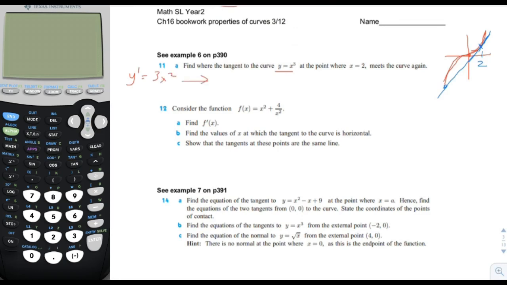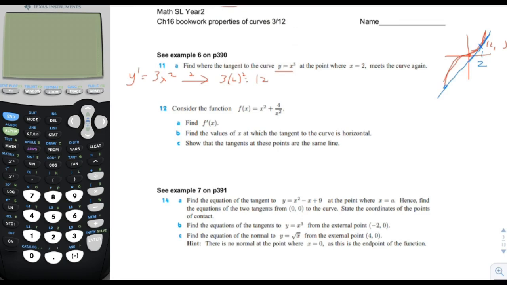We want to know what exactly the gradient is of the blue line that goes through the point 2 comma something. We don't know what the y is yet. It doesn't matter because we don't need it to find the gradient. So x equals 2. We just put the 2 in for the x, and we get 3 times 2 squared, which equals 3 times 4, which is 12. So the gradient of this blue line is 12.